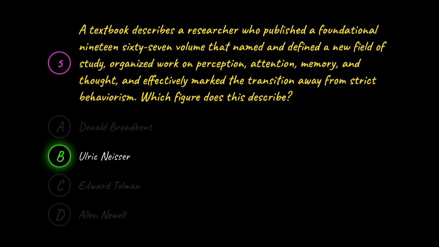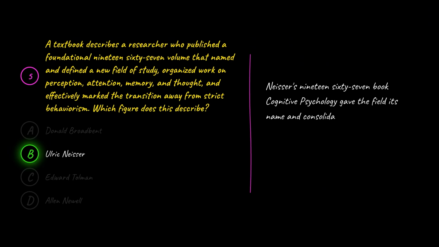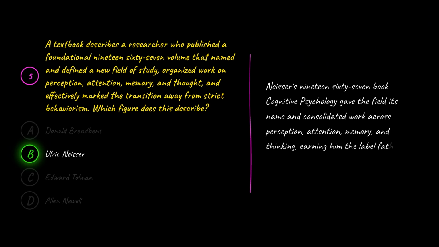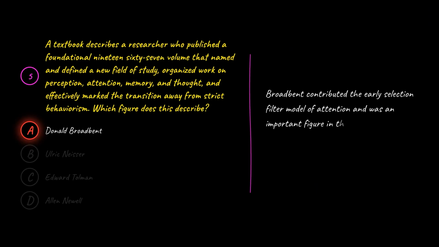The correct answer is B. Ulrich Neisser. B is correct because Neisser's 1967 book Cognitive Psychology gave the field its name and consolidated work across perception, attention, memory, and thinking, earning him the label Father of Cognitive Psychology. A is wrong because Broadbent contributed the early selection filter model of attention and was an important figure in the cognitive shift, but he did not write the volume that named and defined the field.